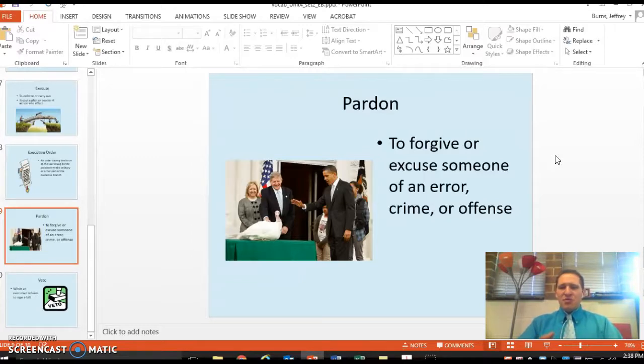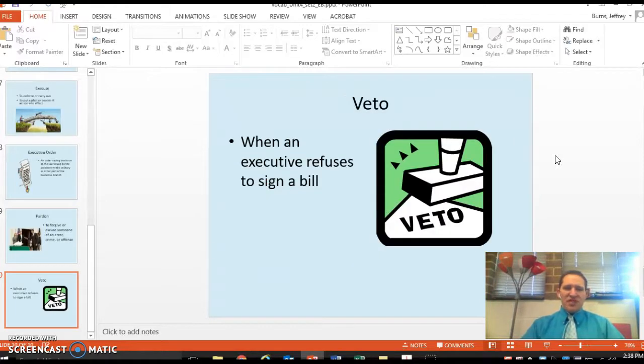The other thing the president can do is commute or shorten sentences. So if someone's in jail for 25 years, the president has the power to commute their sentence, which kind of goes along with pardoning. All right, and our last word is veto. Veto is when a president refuses to sign a bill. The president can either veto the entire bill or sign the entire bill.